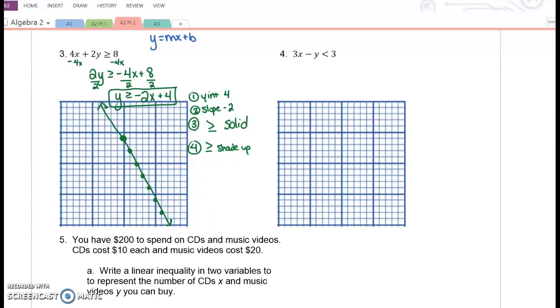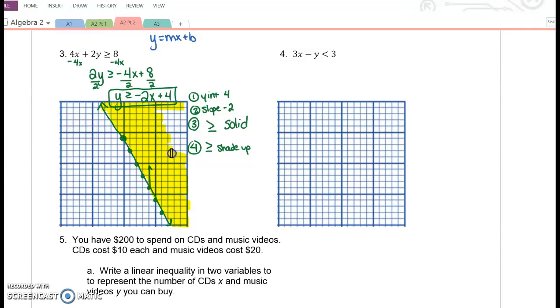As your lines get closer and closer to vertical, up can be kind of hard to see. So here's a trick. Put your pencil anywhere on your line and draw an arrow straight up. Whatever side of the line that arrow is on, that's the side that you need to shade. So if you're ever struggling with which side to shade on, you can use that arrow trick. And when in doubt, if you really are having trouble figuring out which side to shade, test a point.